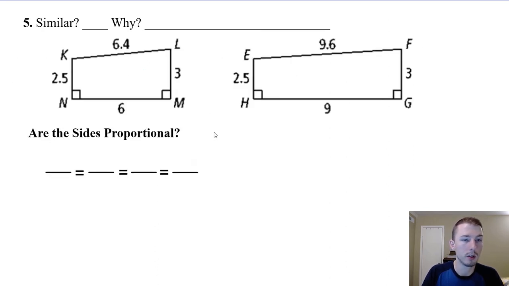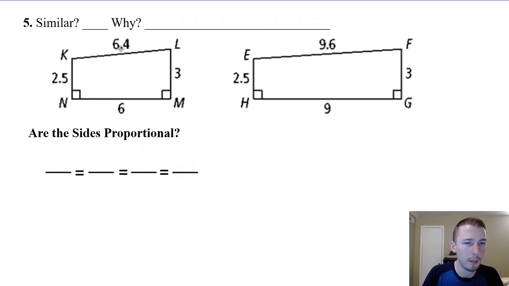Number 5. So are they similar? Well, if we're looking at the angles, so far the angles look like they're the same. We have two right angles and two right angles. We don't know the other two angles, but we'll check the sides instead. We need to check to see if the sides are proportional, because remember, two rectangles have the same angles, but a rectangle and the square are not necessarily similar because the rectangles can grow at different rates. Okay. So are the sides proportional? Good question.